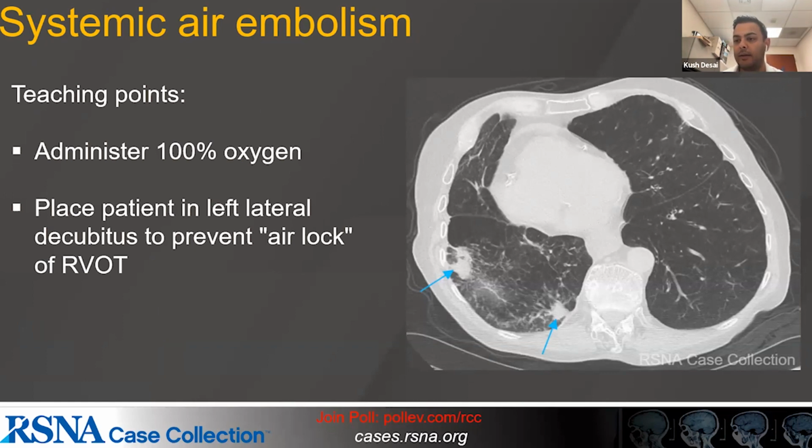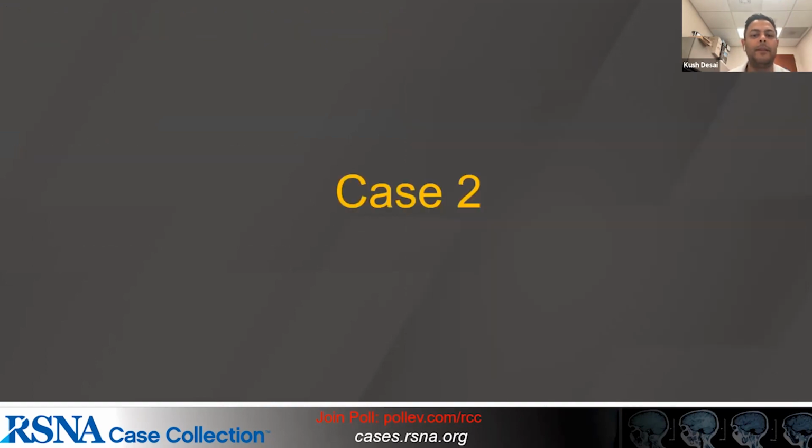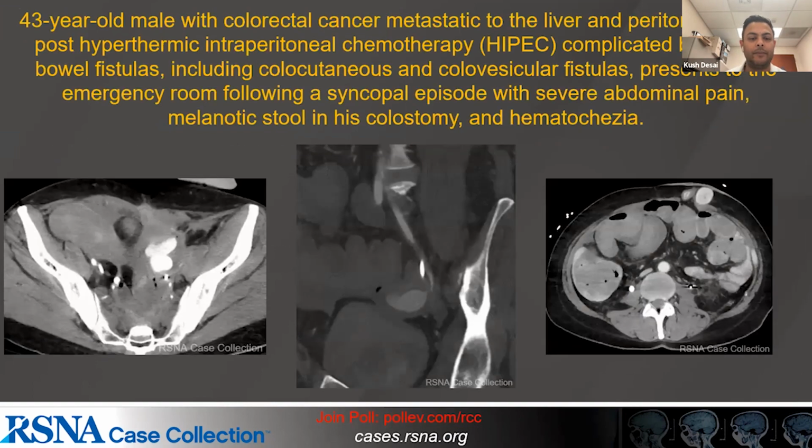If you get an airlock, then you will have complete circulatory collapse. So it's very important to move very quickly here and administer 100% oxygen so that the air dissipates out by re-equilibration of the gases within the patient. Next slide. Moving on to the next case.